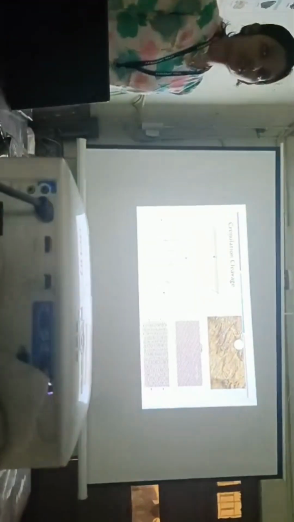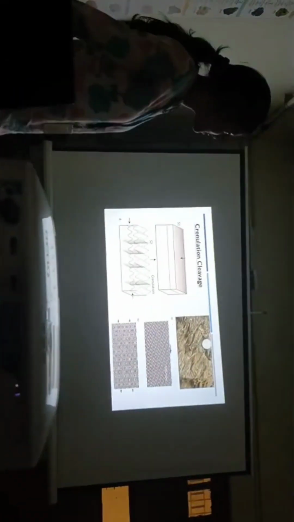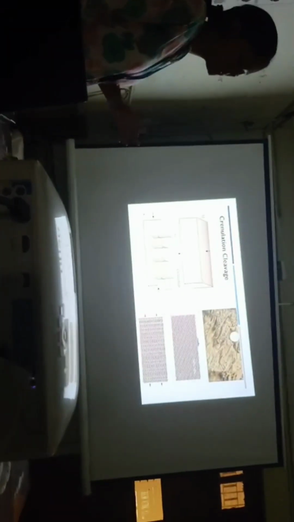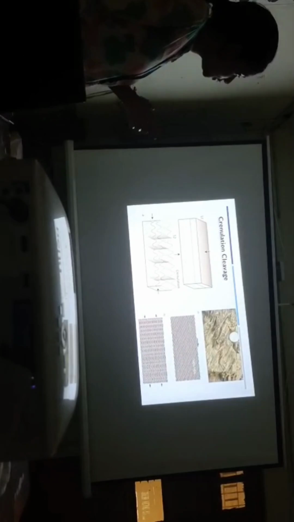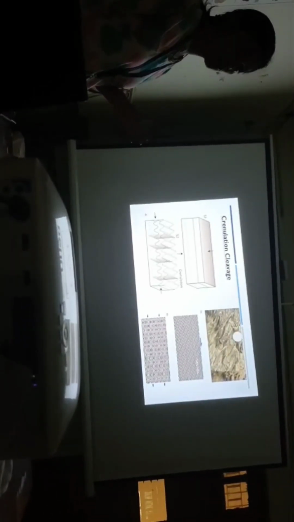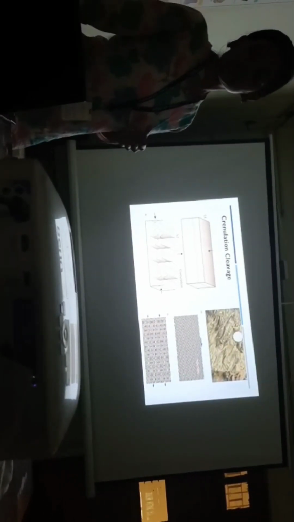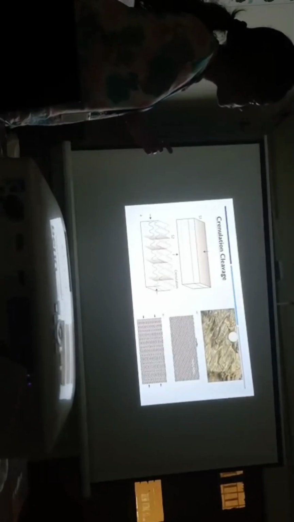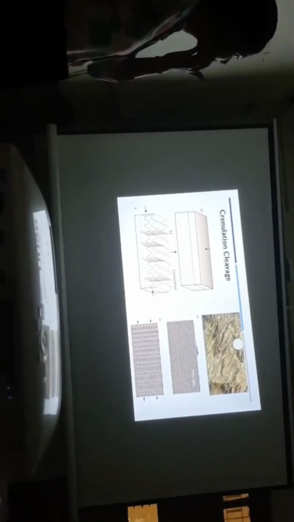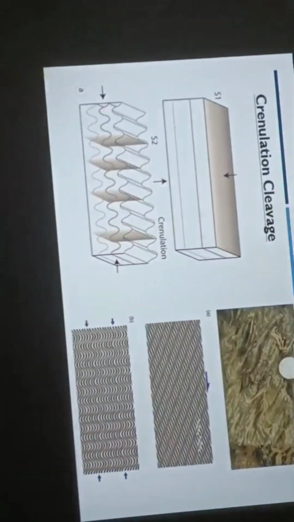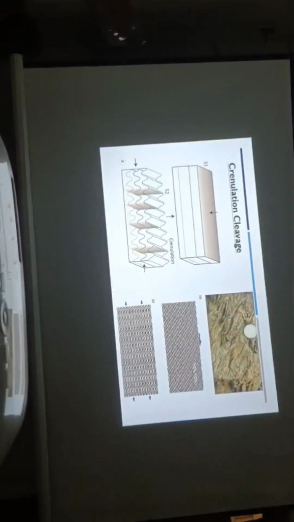Crenulation cleavage is further classified into two types: zonal crenulation cleavage and discrete crenulation cleavage. In case of zonal cleavage, there is a very wide cleavage domain where we can trace the pre-existing continuous cleavage continuously. Whereas in case of discrete crenulation cleavage, there is a very narrow cleavage domain, and here we cannot trace the pre-existing continuous cleavage. On the basis of the pre-existing cleavage and a second stress field, the crenulation cleavage is further classified into two types: symmetric crenulation cleavage and asymmetric crenulation cleavage.